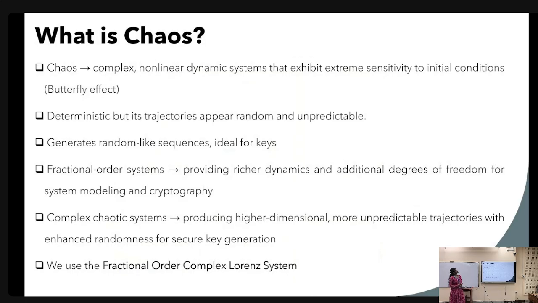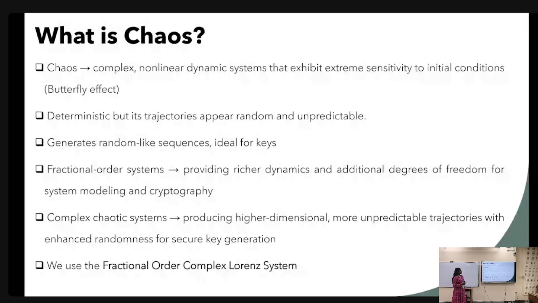First we will see what chaos is, because we are generating chaos-based keys. Chaos is a nonlinear dynamical system which exhibits extreme sensitivity to initial conditions, popularly known as the butterfly effect. The dynamics of the system are deterministic, but its trajectory appears random and unpredictable. Such systems generate random sequences, which are ideal for encryption keys. Here keys mean encryption keys.